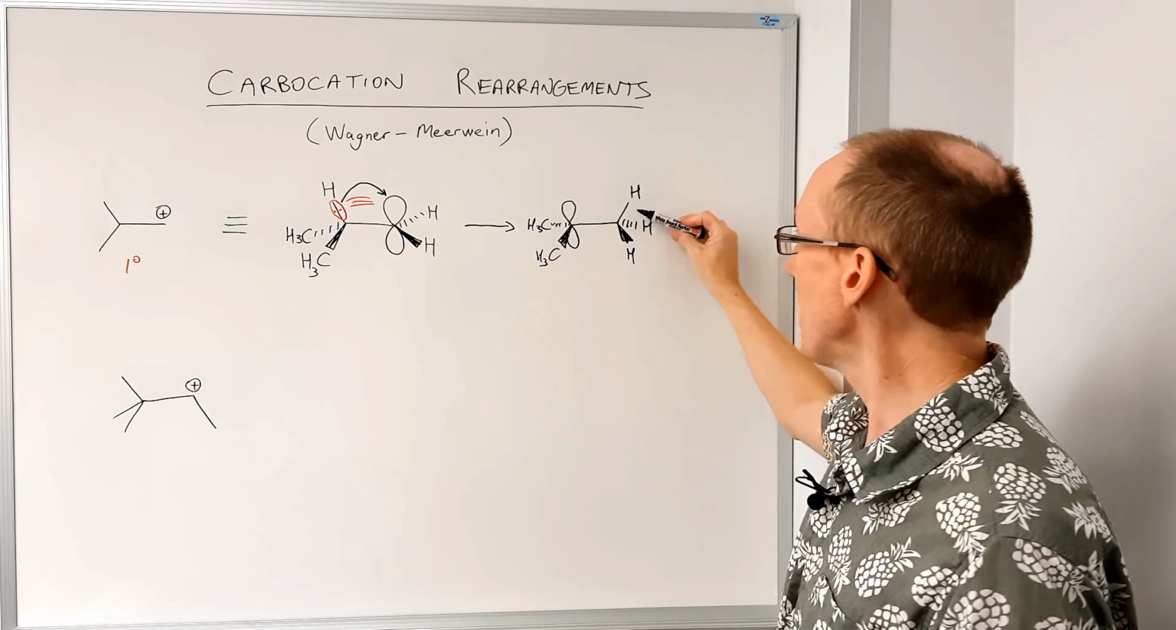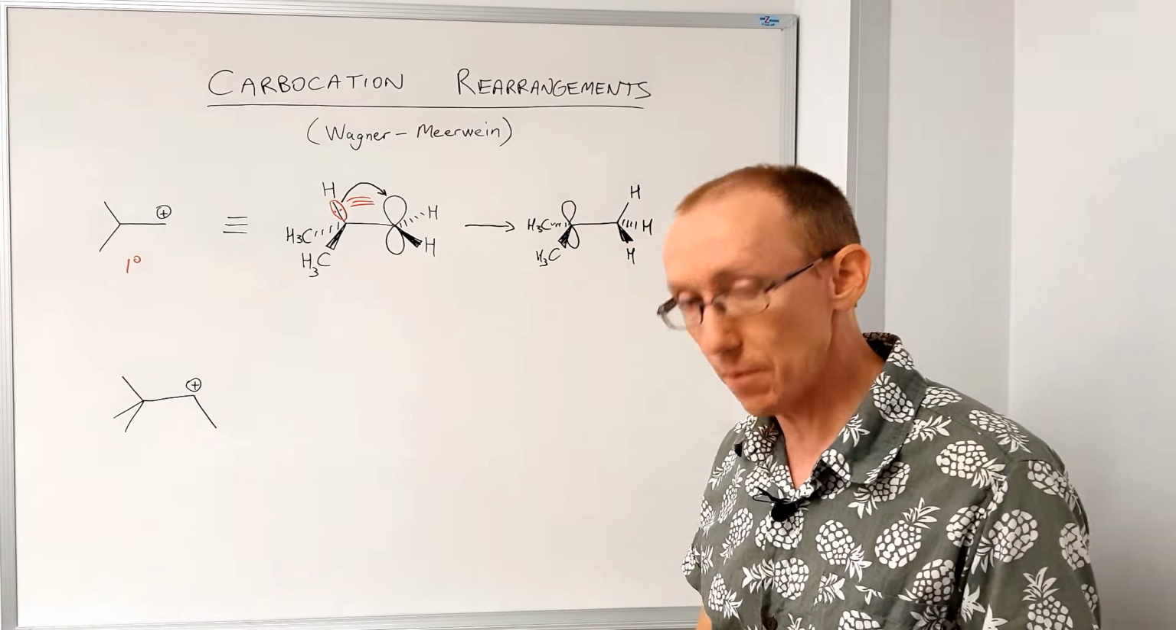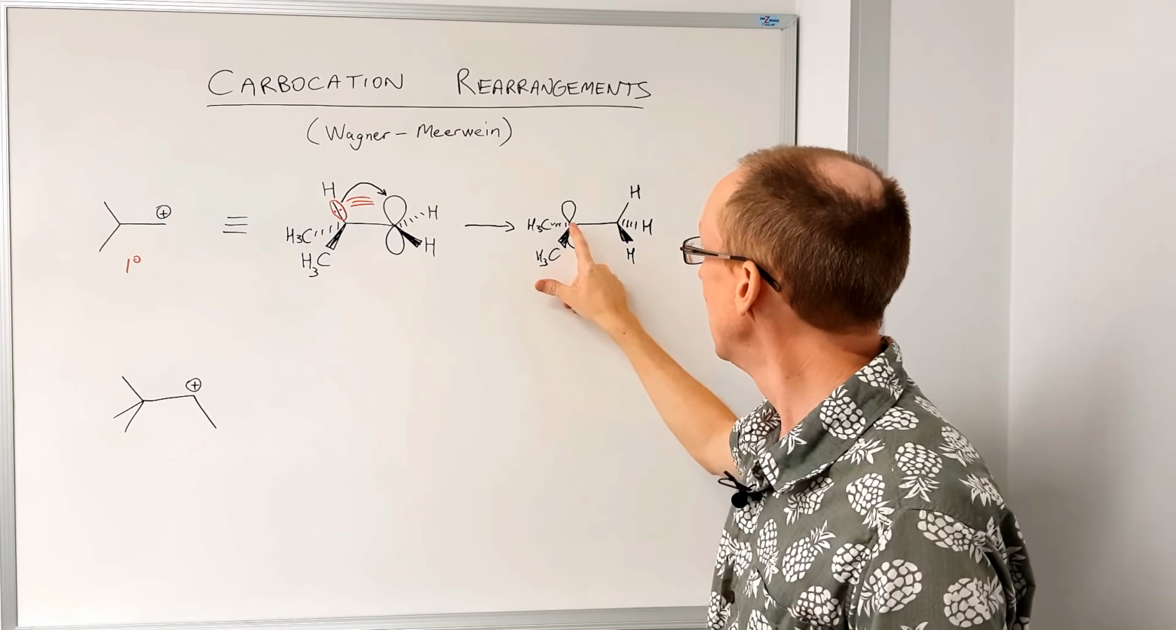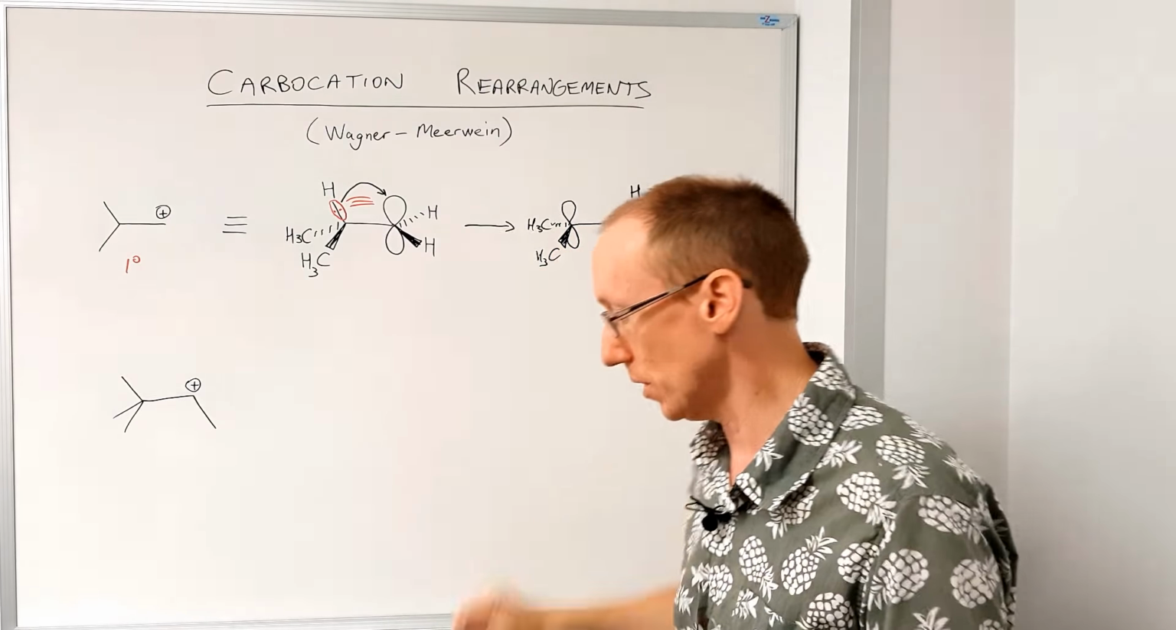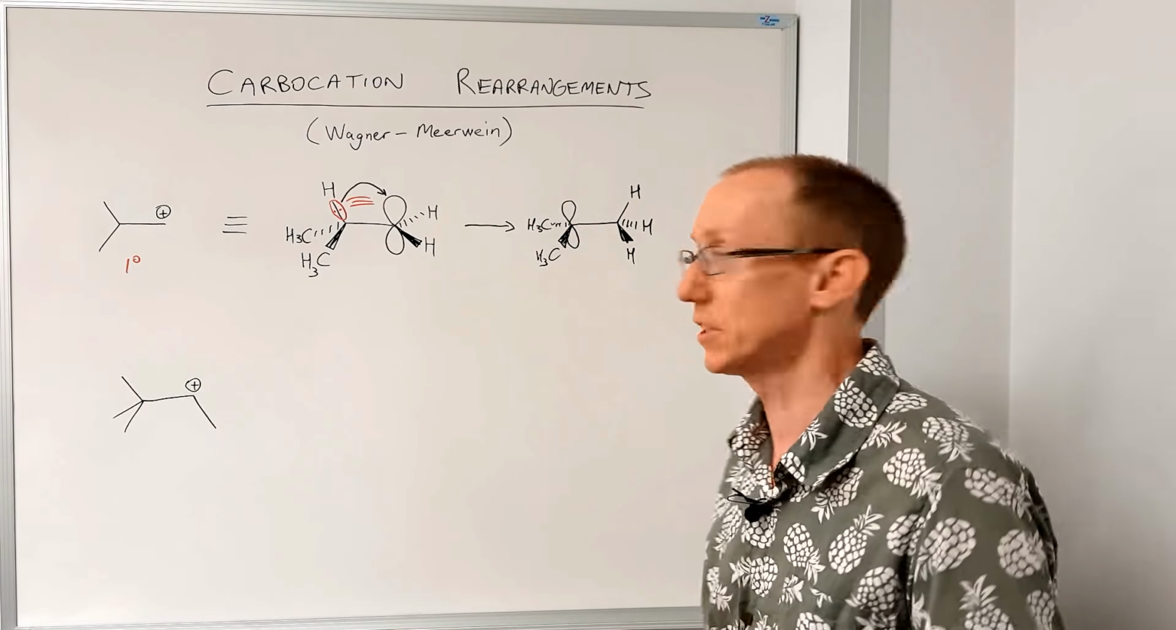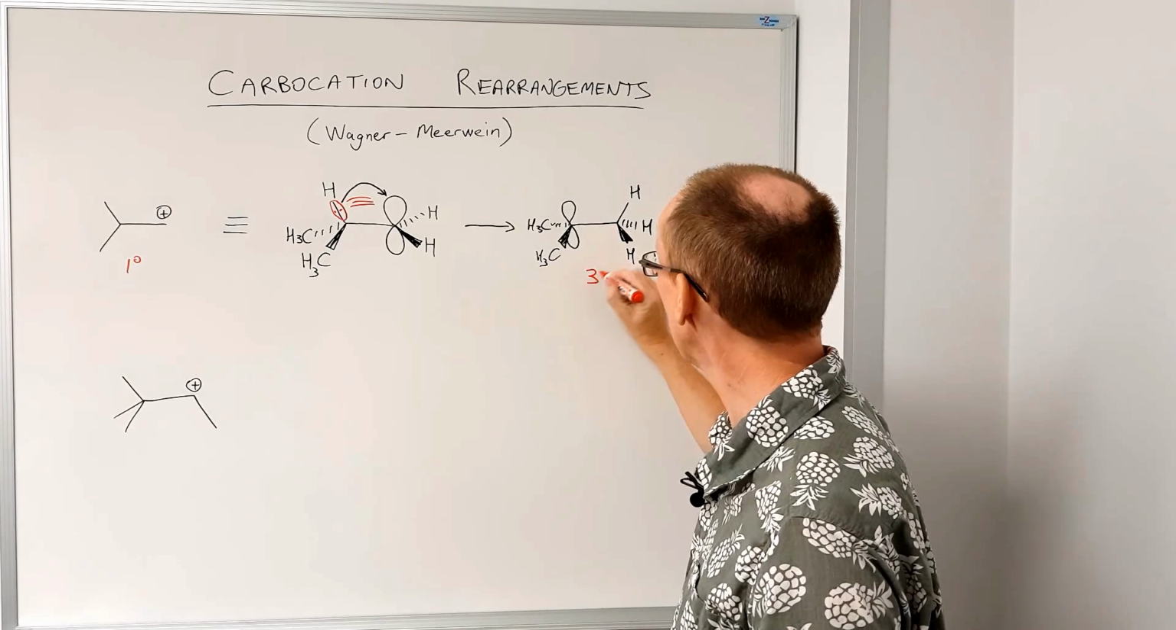Okay, so now we've got a methyl group and a carbocation, but if we look at that carbocation, it now has three non-hydrogen substituents, and so therefore it's much more stable. It's a tertiary carbocation.